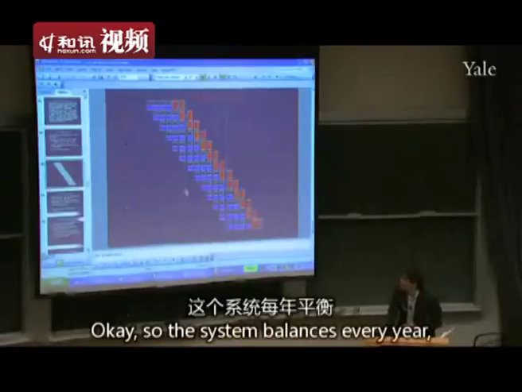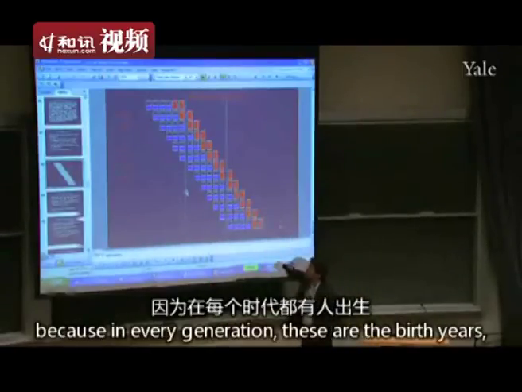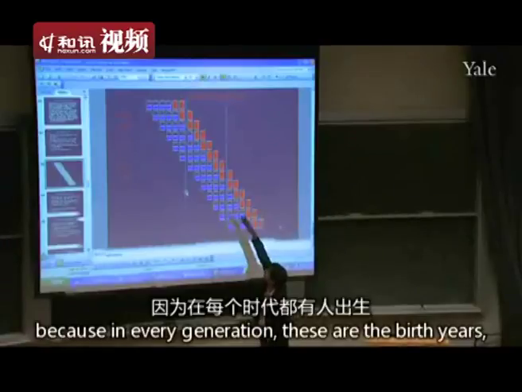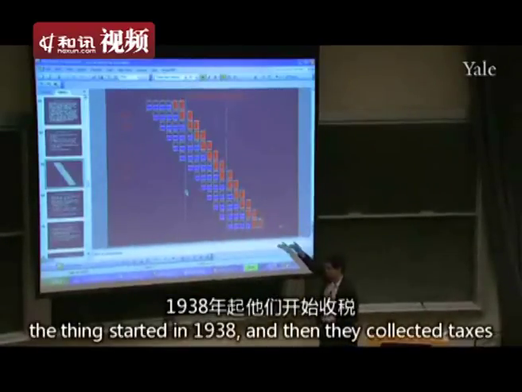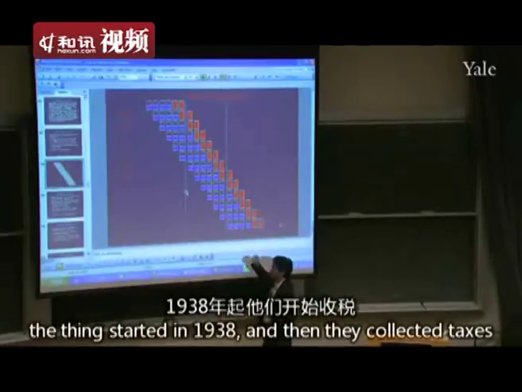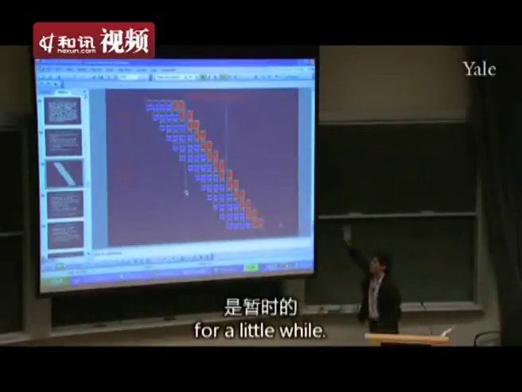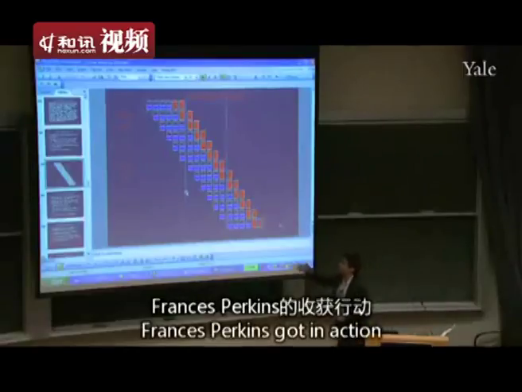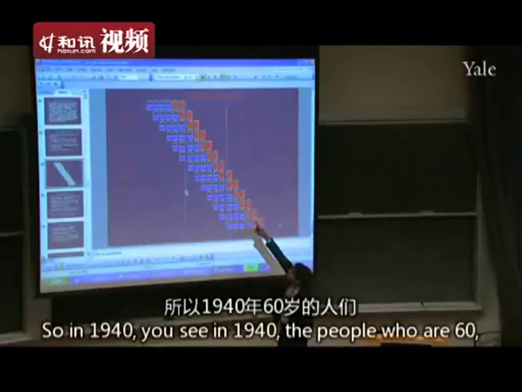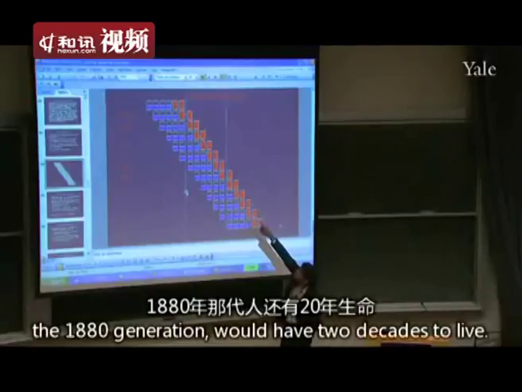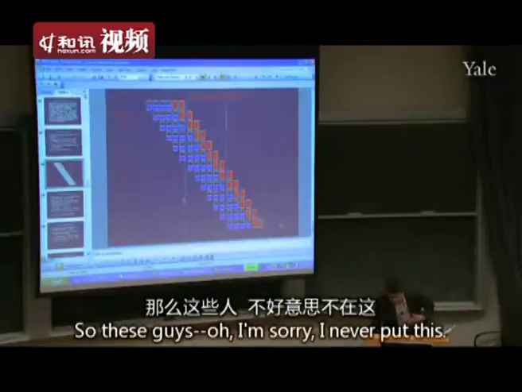So the system balances every year, in every generation. These are the birth years. The thing started in 1938, and then they collected taxes for a little while, and then Frances Perkins got into action, and they decided to go to pay-as-you-go. So let's just assume it started pay-as-you-go from the very beginning. So in 1940, the people who are 60, the 1880 generation, would have 2 decades to live.